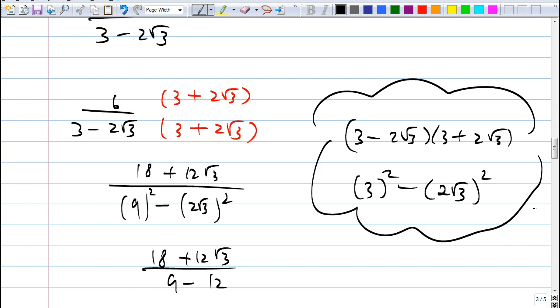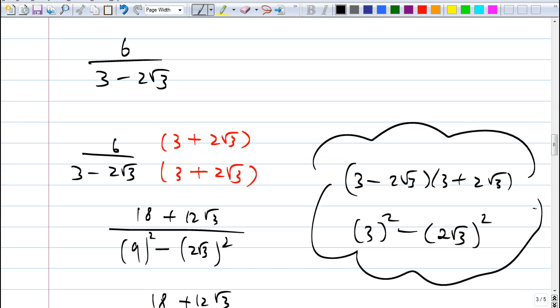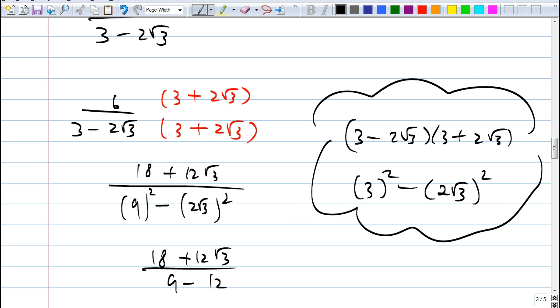That's the key idea. If you see a fraction with a binomial on the denominator, and it has radicals in there, all you have to do is multiply by that same binomial except with the opposite sign. If this was subtraction, you need addition here. If it was addition, you need subtraction. Do you guys get that? That way the middle terms will cancel out, just like in example 1. And so we're done.